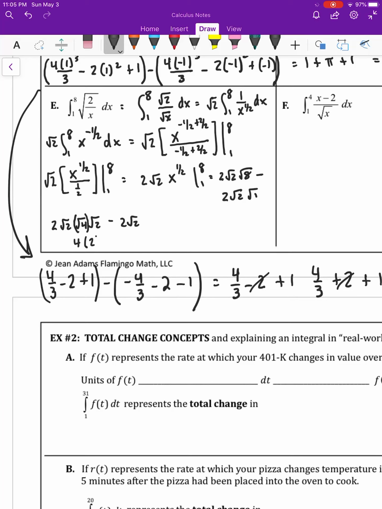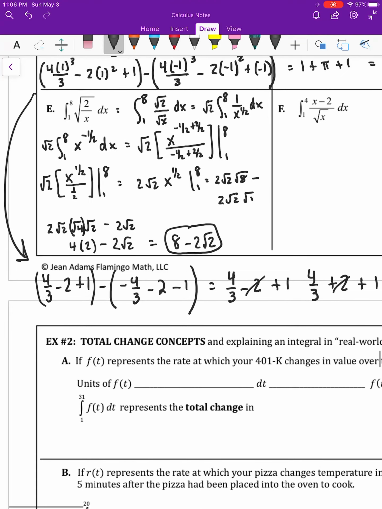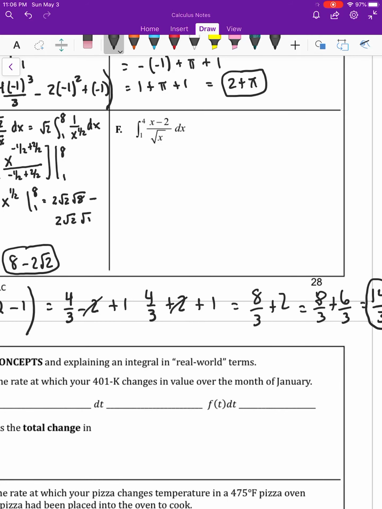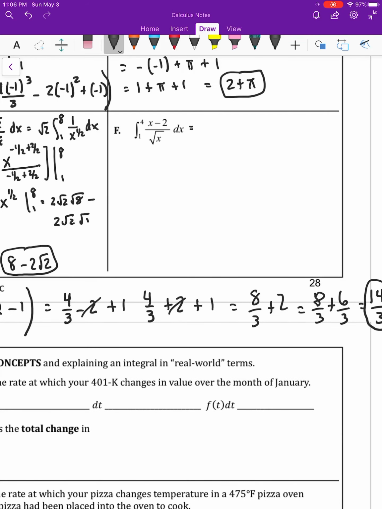So look, this is 2 times 2, right? Because this right here is 2. So 2 times 2 is 4. And then the square root of 2 times the square root of 2 is the square root of 4, which is also 2. I feel like I'm saying the same thing a bunch of times. But anyway, that would simplify to 8 minus 2 root 2 for the integral in E.